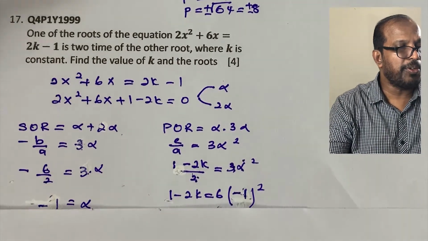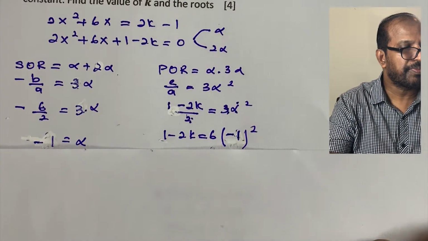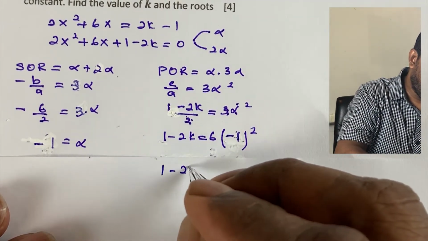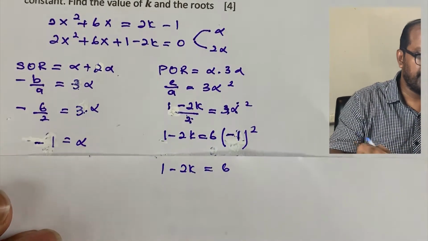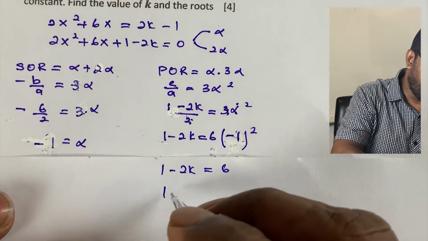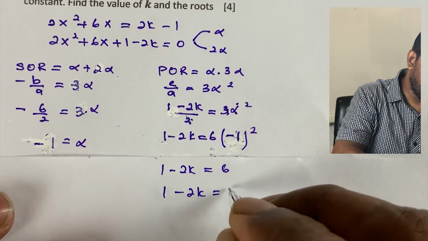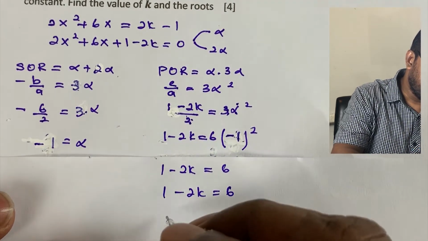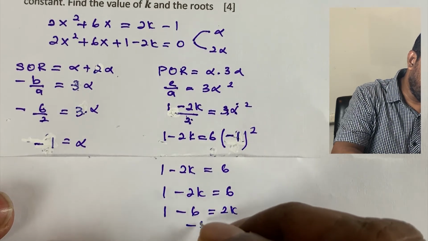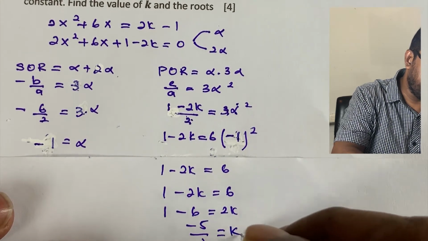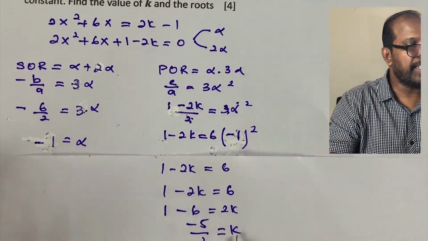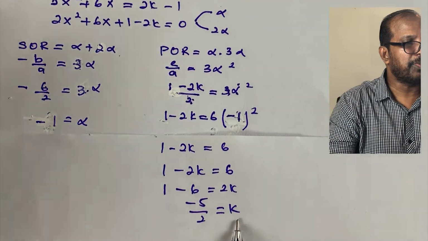So now I'm going to solve this equation. I got 1 minus 2k equals 4, because negative 1 squared is 1. So I got 1 minus 2k equals the value, therefore 1 minus that value equals 2k, so negative 5 over 2 is equal to k. Now we have found the value of k as negative 5 over 2.